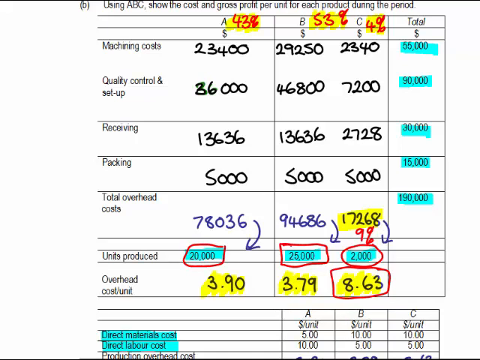Under absorption costing, because this was a low volume product, it wouldn't have been charged with very many overheads because labour hours, they didn't take many labour hours because that was a low volume product, so only 2,000 units worth. Most of the overheads would have been incurred by A and B, or rather they would have been absorbed by A and B. So under activity-based costing, we've got a much fairer reflection of how much product C actually does cost us, and we can see that it's actually making a loss.